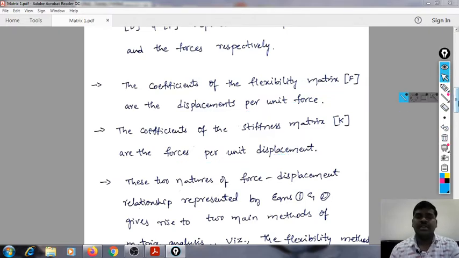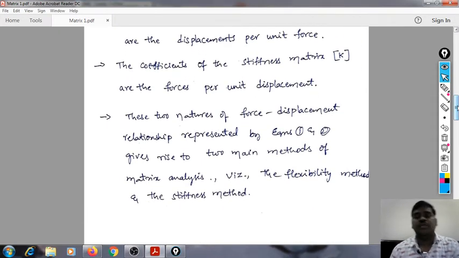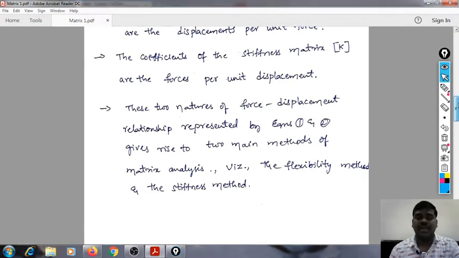Next, these two natures of force displacement relationship represented by equations 1 and 2 give rise to two main methods in matrix method of analysis. The first one is the flexibility method and the second one is the stiffness method. These are the two important methods that everyone must be aware of.